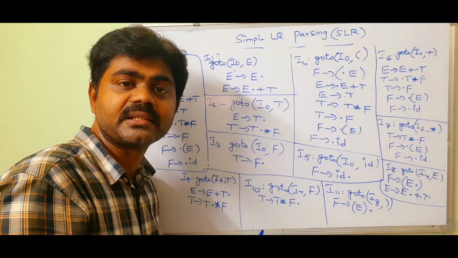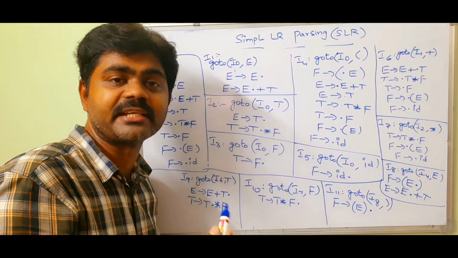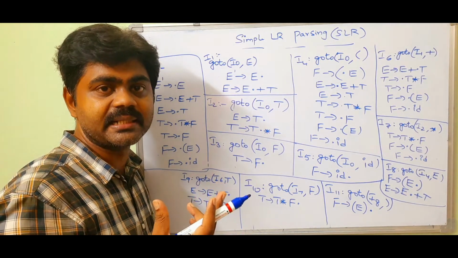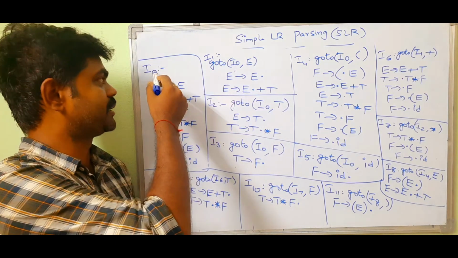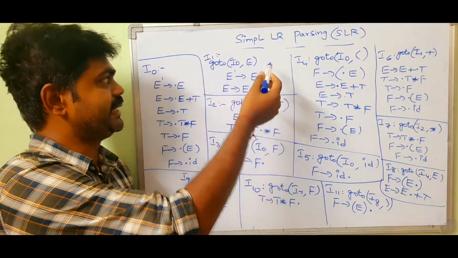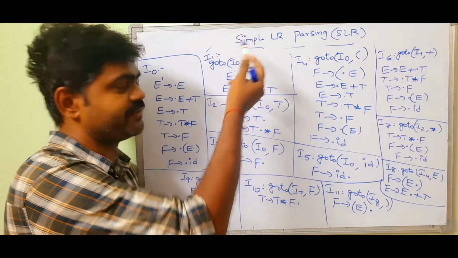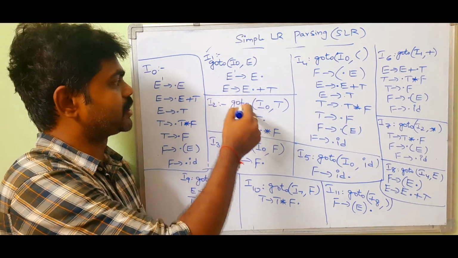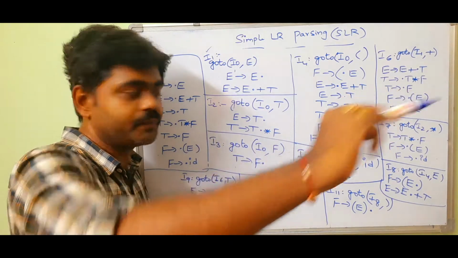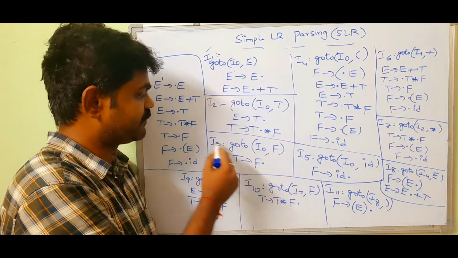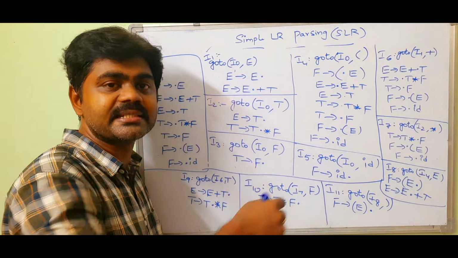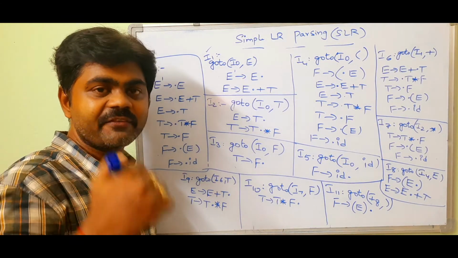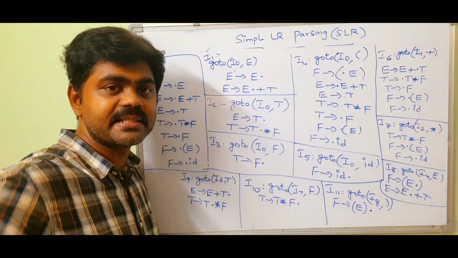So with this we can construct a deterministic finite automata. How to construct a deterministic finite automata? Our starting state is I0. If we apply E on I0, where are we going? We are going to I1. So just draw the DFA. If we apply T on I0, we are going to I2. If we apply F on I0, we are going to I3. Like that, construct a DFA. After constructing a DFA, we need to construct an LR parsing table.